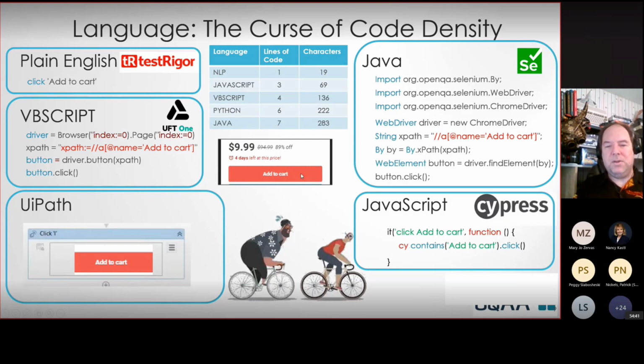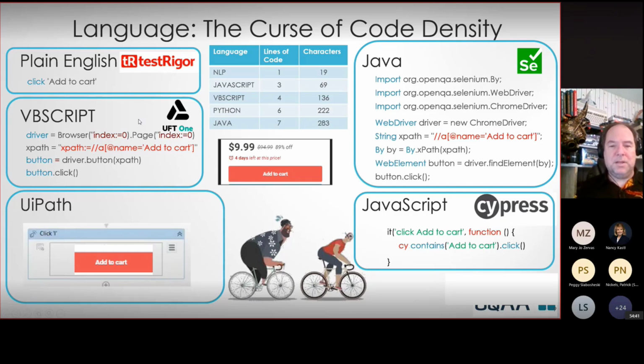How much code would we need if I needed to click on the add to cart button over here? If I did it in Java, it's 7 lines of code, 283 characters. And each time you need to type a character, that's a little bit of time you're taking from your 8-hour day. I want to do things faster. If I did it in VBScript, I could do it in 4 lines of code in UFT. It's 136 characters, but the execution time, because it's basically Basic, runs a little slower.